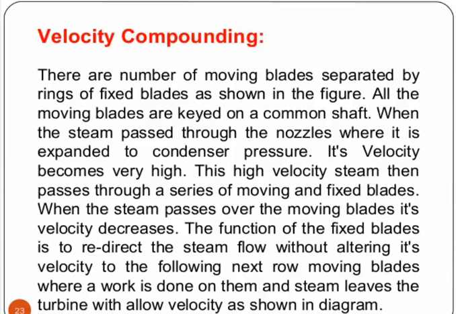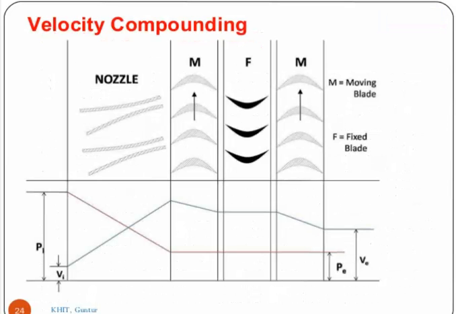When the steam passes over the moving blade, its velocity decreases. The function of the fixed blade is to direct the steam flow, without altering its velocity, to the next row of moving blades, where work is done on them, and the steam leaves the turbine with an allowable velocity.